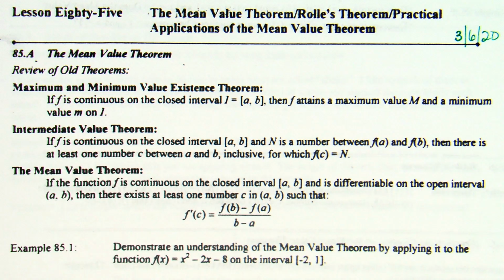Which, part of me wants to say that's common sense. You draw something, there has to be a max and a min. Okay, so that's just maximum minimum value existence theorem. It just says that a max and a min exist on a continuous closed interval.